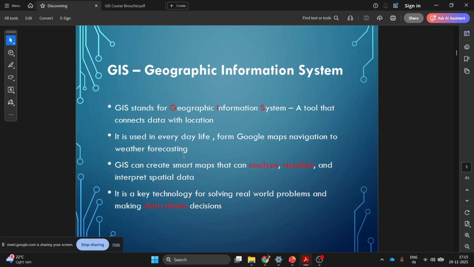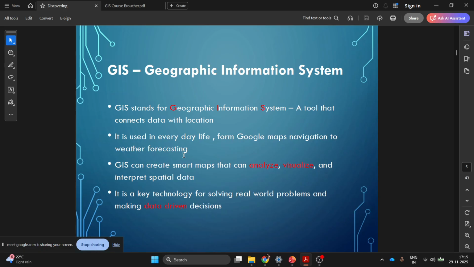GIS is being used in our day-to-day life. For example, we use Google Maps, and we order food from Swiggy or Zomato. All these things are integrated with a GIS platform. Forecasting weather is also another application of GIS. So it is used in everyday life, from Google Maps navigation to weather forecasting.